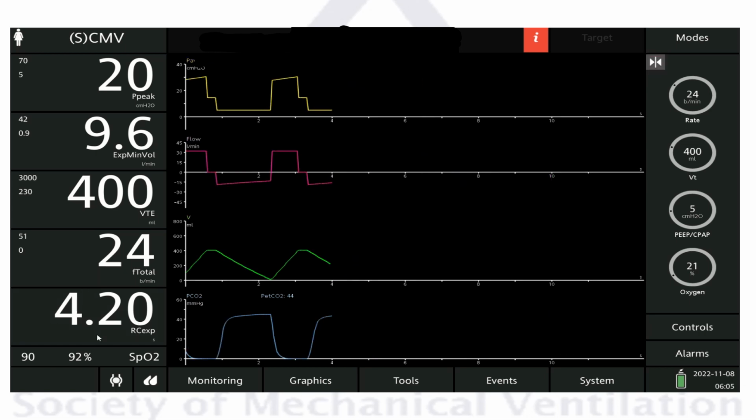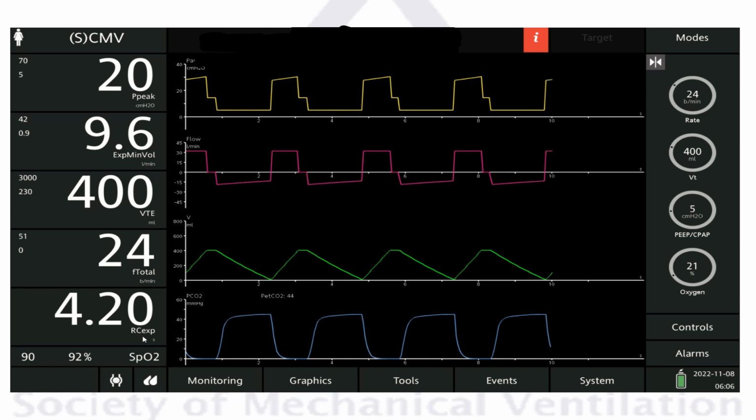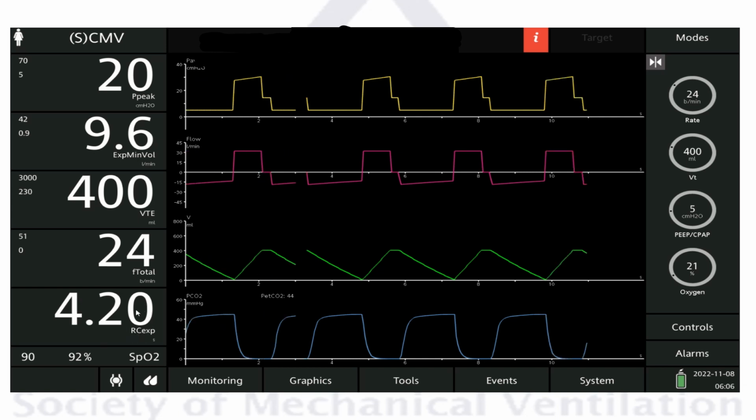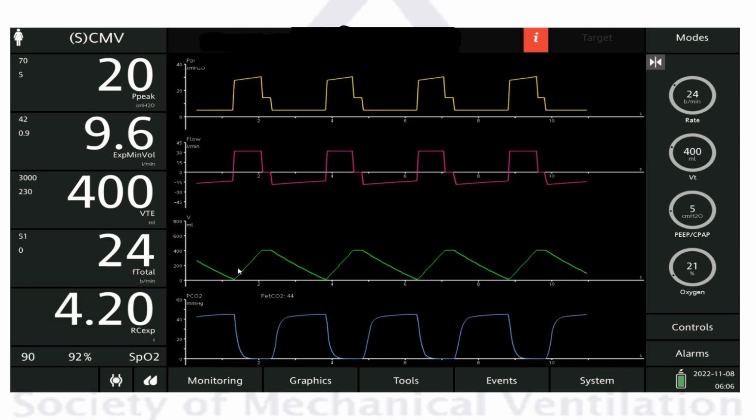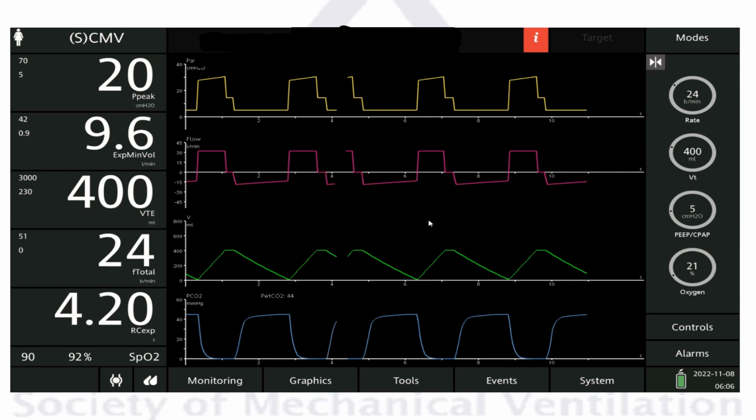And if you look at this ventilator here, the Hamilton, it actually gives you something called RC expiration, which is the expiratory time constant, which is 4.2 seconds, which is very, very high. The normal is usually about 0.8 seconds, 1 second, something like that. So just by looking at this patient, you can tell that he has an obstructive problem.